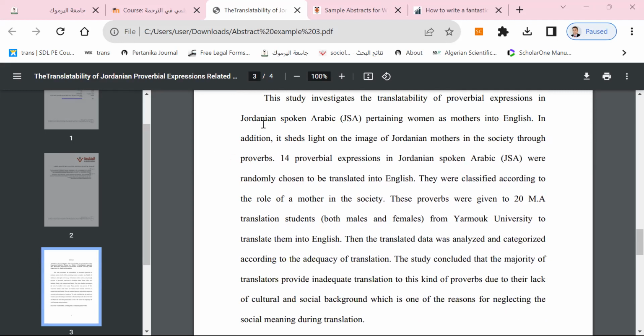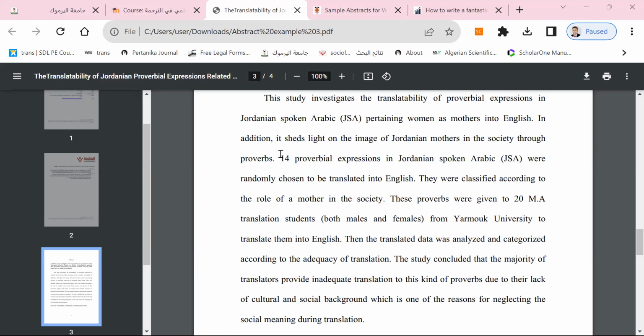the abstract here. This study investigates the translatability of proverbial expressions in Jordanian spoken Arabic pertaining women as mothers into English. So this is the purpose of the study, directly. In addition, it shed light on the image of Jordanian mothers in the society through proverbs. So this is the aim of the study.